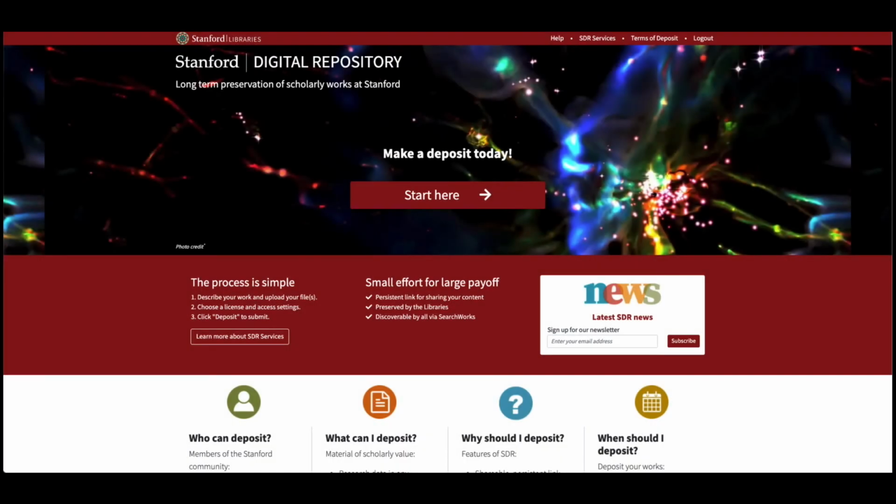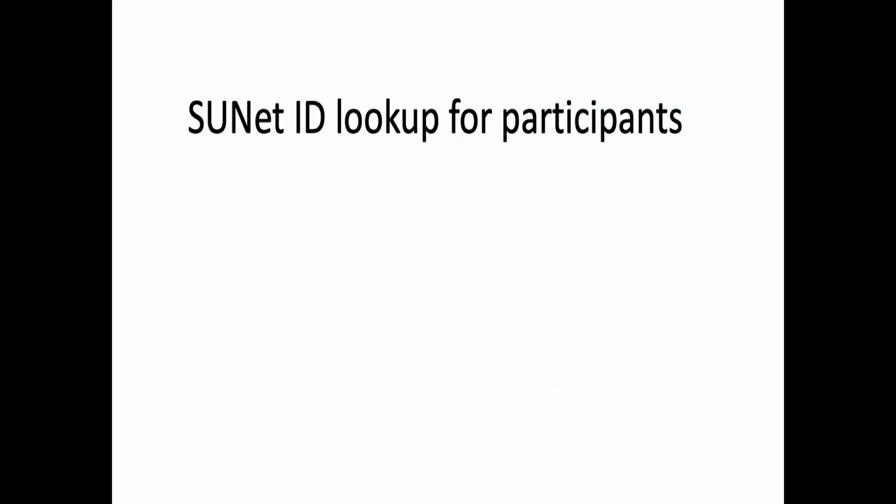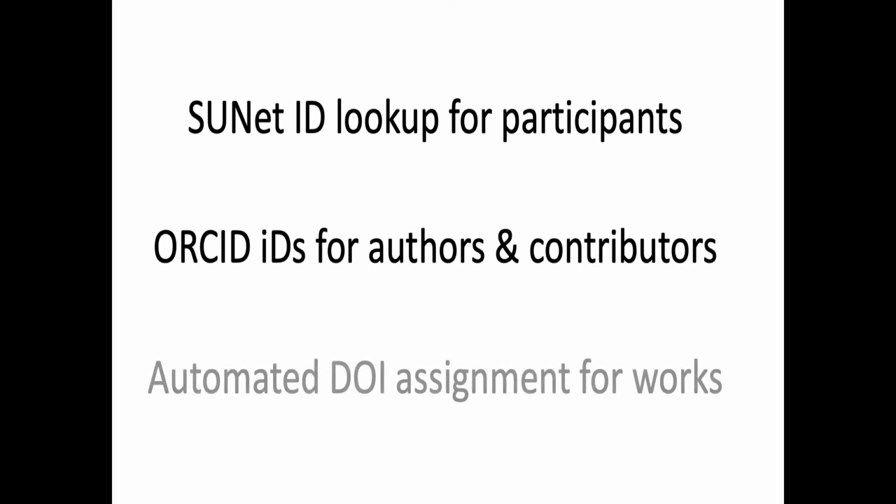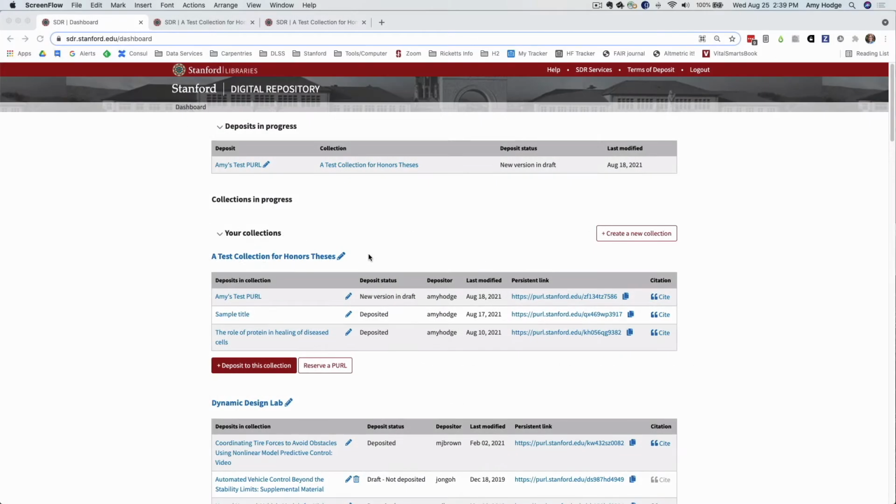Welcome to the demo video for H2 Workcycle 4 Sprint 3, which is the last sprint for this workcycle. The team has completed quite a few updates during this last sprint, but I'm going to be focusing on 3 significant new features that have been released to production since the last update. And those are SUNET ID lookup for collection participants, ORCID IDs for individual authors and contributors, and automated assignment of DOIs for works. So let's start with the SUNET ID lookup.